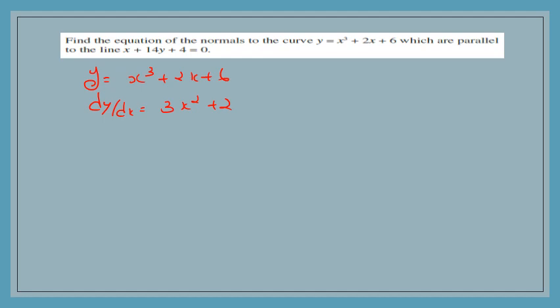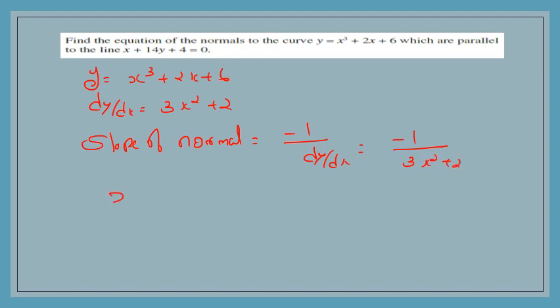Now, what is slope of normal? Slope of normal is minus 1 by dy by dx. So, minus 1 by 3x squared plus 2. Now, this normal is parallel to the line x plus 14y plus 4 is equal to 0. So 14y is equal to what? Minus 4 minus x. y is equal to minus x by 14 minus 4 by 14.